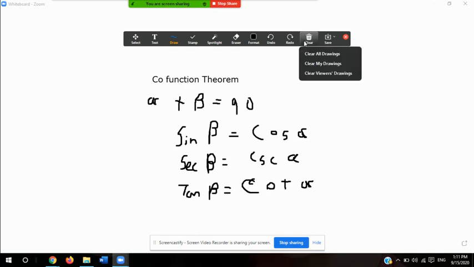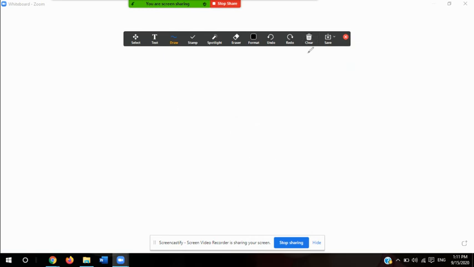These cofunction identities are in your book. I'll see if I can write them down, and then we'll go straight into example number 1. But first, cofunction identities. One cofunction identity is that the sine of z equals the cosine of 90 minus z. Okay, the cosine of 90 minus z.